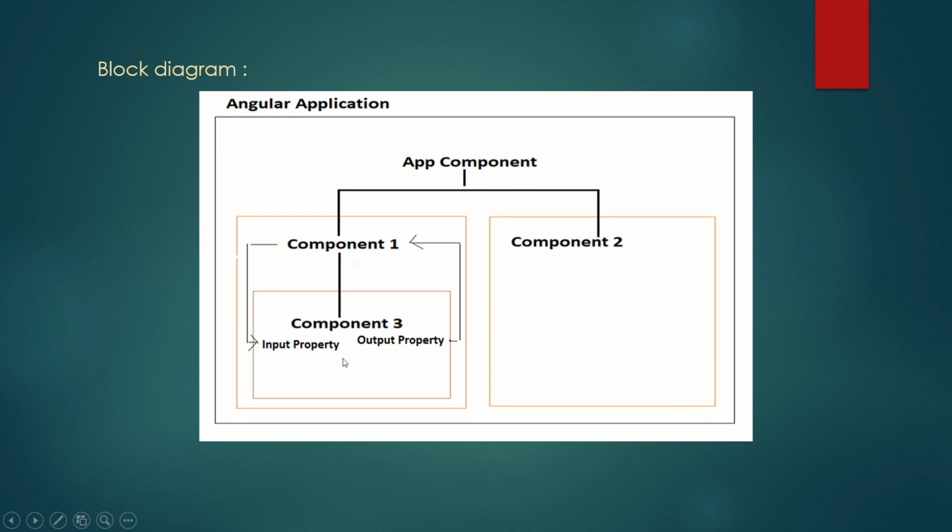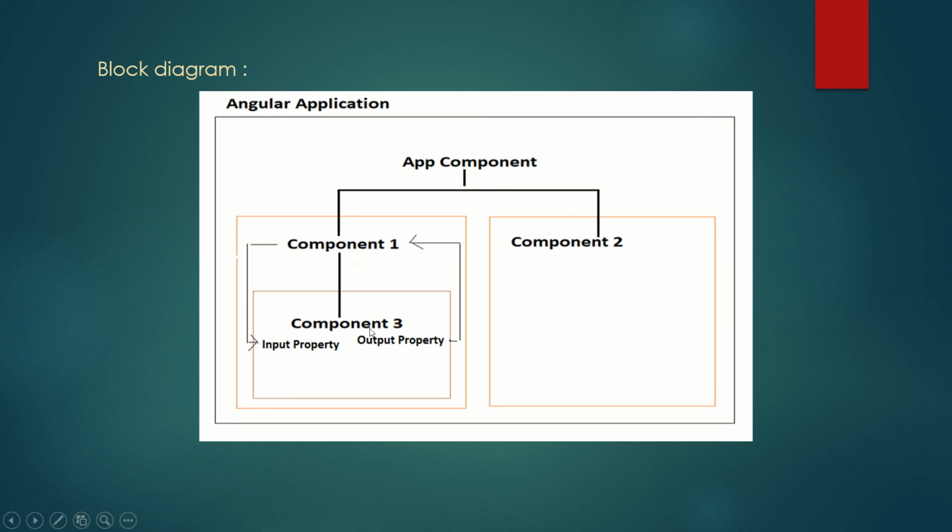We can represent this with a simple example block diagram. App component. Within the app component, we have used component 1 and component 2. So component 1 and component 2 are child components of the app component. Here component 3 is used within component 1, so component 3 is the child component of component 1.